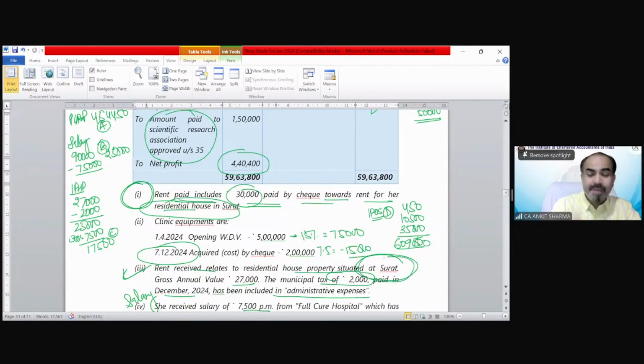So the 80GG one condition is this, that you should not already have a house in your name or in the name of your spouse or minor child or HUF in the city you reside. So because she already had a house in the same city, you cannot claim deduction of 80GG in this situation. I hope you understand this now.